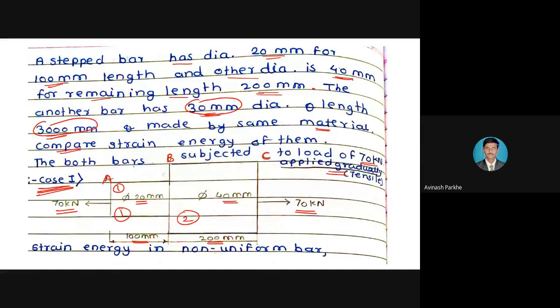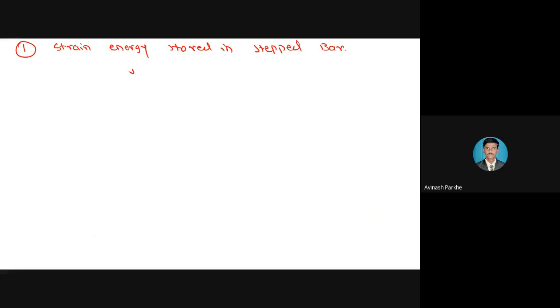If I have to calculate the stress induced in section number 1, we have the basic formula, sigma is equal to... Now here, please tell me which formula I have to use. Whether I have to use sigma is equal to P upon A, or sigma is equal to 2P upon A. Please tell me the answer. P upon A.